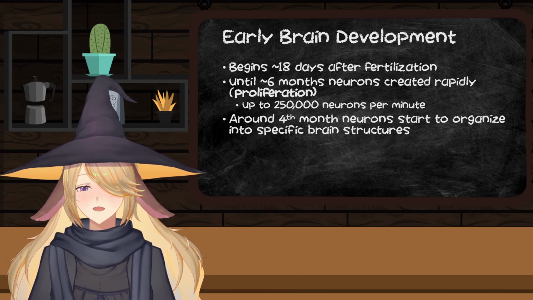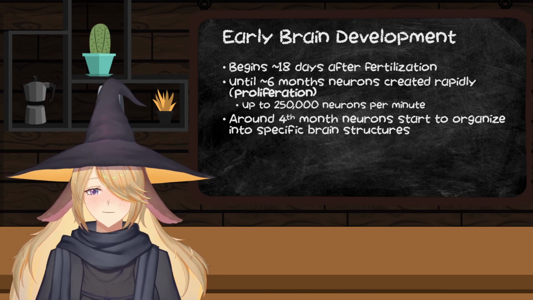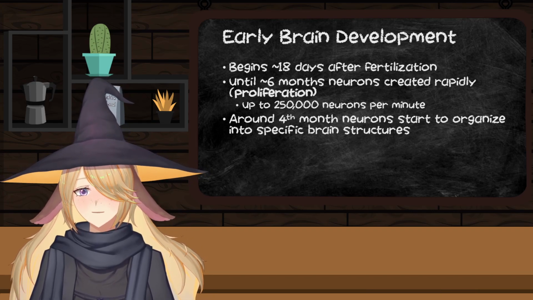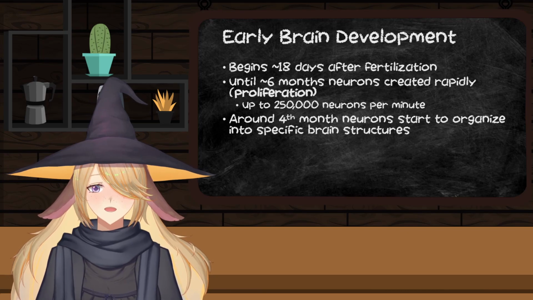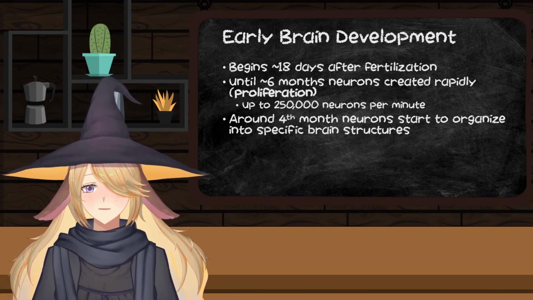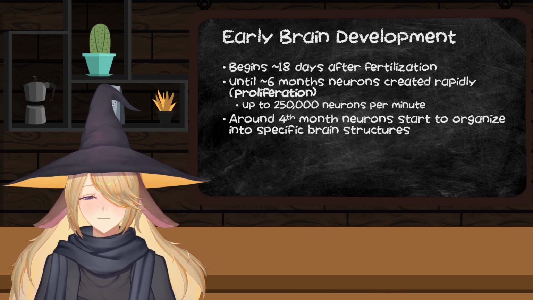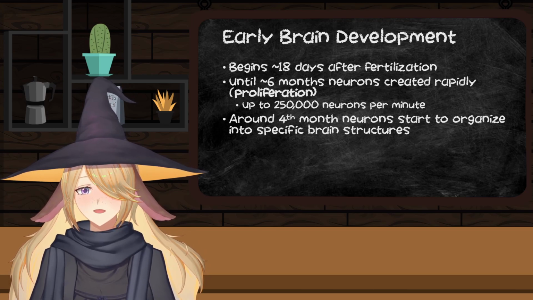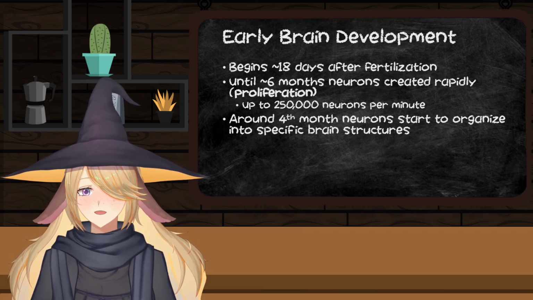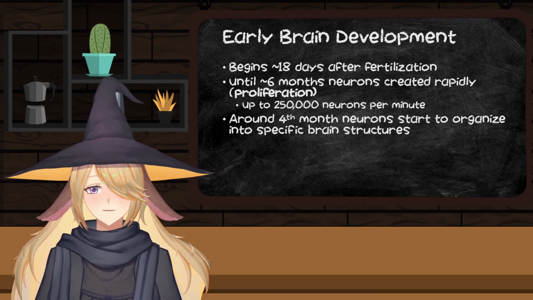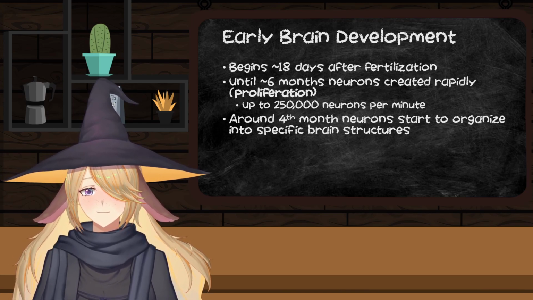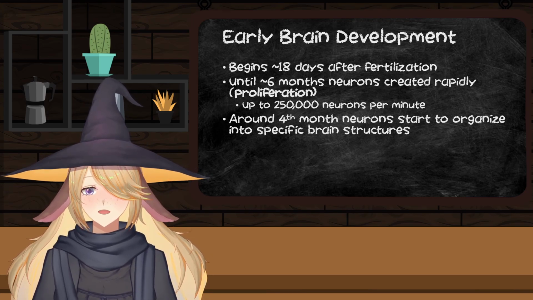Let's talk about the brain, because the brain is what we're really here for, right? Because brains are silly and fun to talk about. So brain development begins about 18 days after fertilization, and until about the 6 month mark, neurons are rapidly expanding. This blows my mind whenever I look at this figure. There are a quarter of a million neurons generated in a fetus every minute. Think about that for a second. In 4 minutes, in the amount of time it will take me to go over this slide, a fetus will have generated a million new neurons. Wow, brains are really weird.